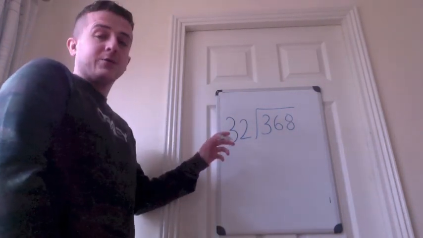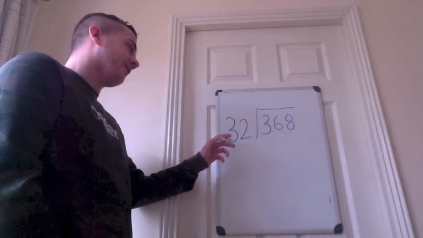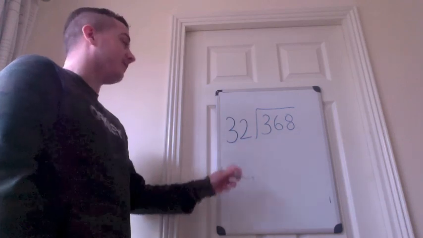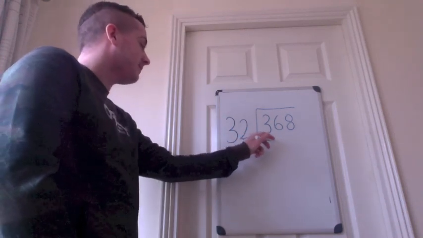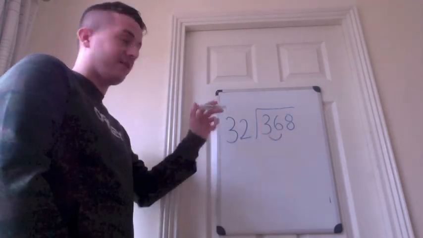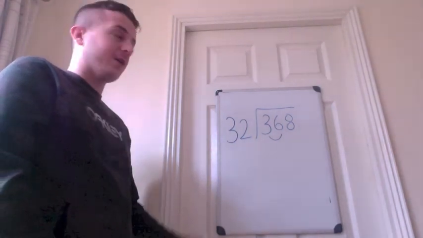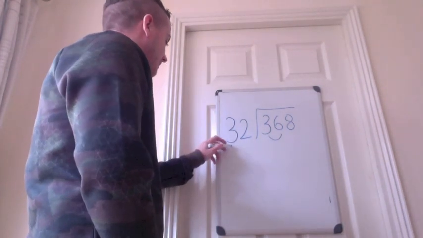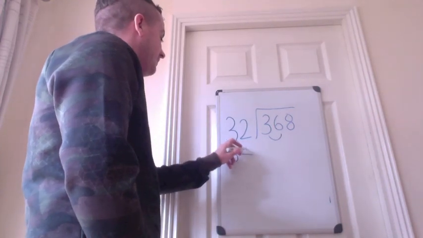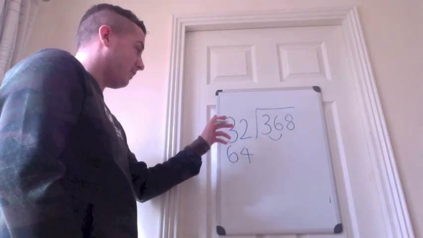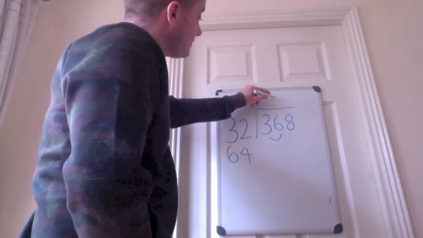First of all, we need to see how many 32s go into 3. We can't do that. So what we need to do is go on to the next digit. And how many 32s now go into 36? It's 1, because 1 32 is 32, and 2 32s is 64. And I know that is too big of a number, so it's going to be 1 32.